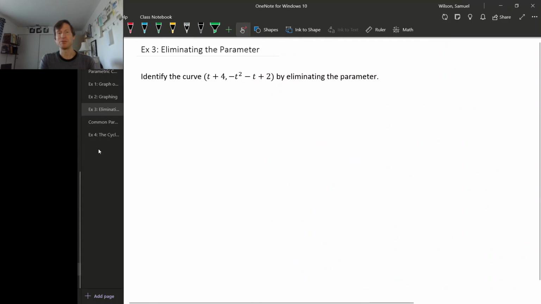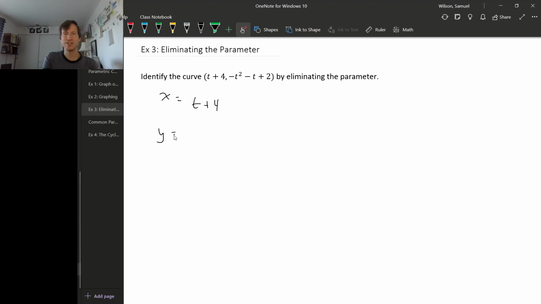Let's look at one more example of eliminating a parameter. So let's identify what this parametric curve is by eliminating the parameter. So we have x equals t plus 4 as our first equation. And the second equation is y equals minus t squared minus t plus 2. So we can solve either equation for t, and it definitely looks like it's going to be easier to solve the x equation for t, because we can just subtract 4 from both sides. So x minus 4 is t.